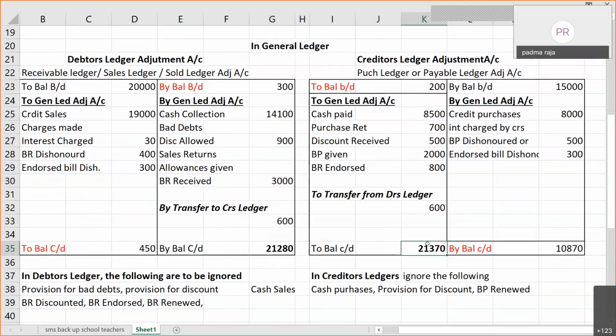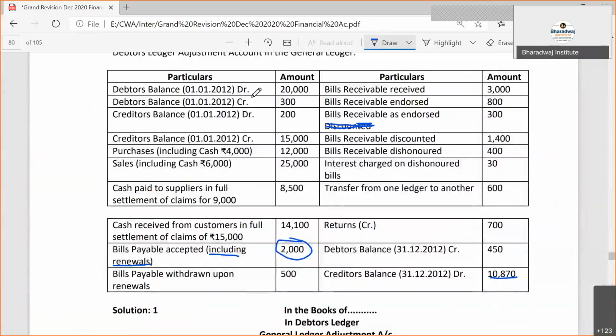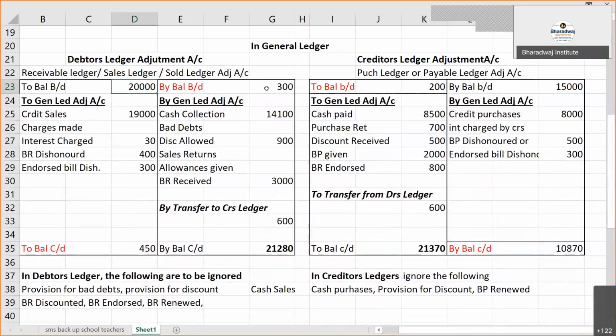Sir, regarding the debtors balance and creditors balance, debit and credit given, can you explain that once? Sure. See, in the debtors ledger, debit balance 20,000 is given and credit balance 300 is given. These two are opening balances. So on the debit side, to balance brought down 20,000 will come. By balance brought down 300 will come. This is the credit balance given, and this is the debit balance given.